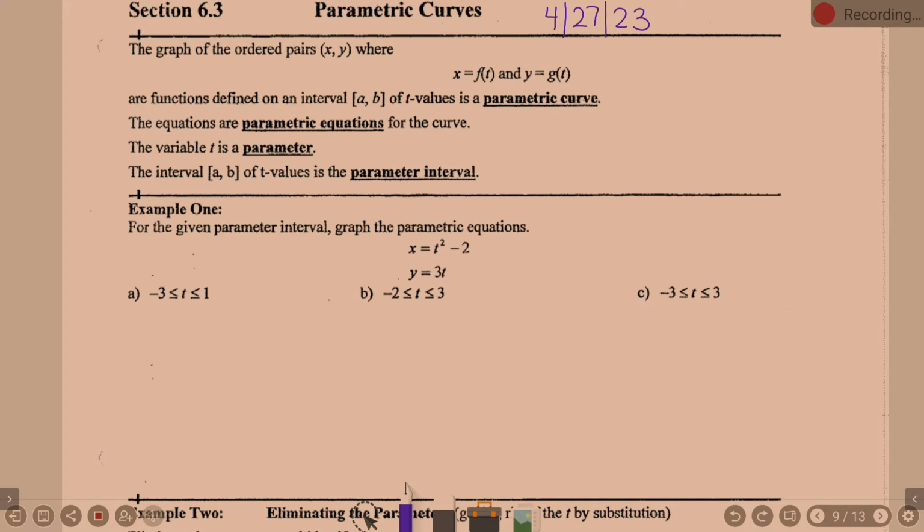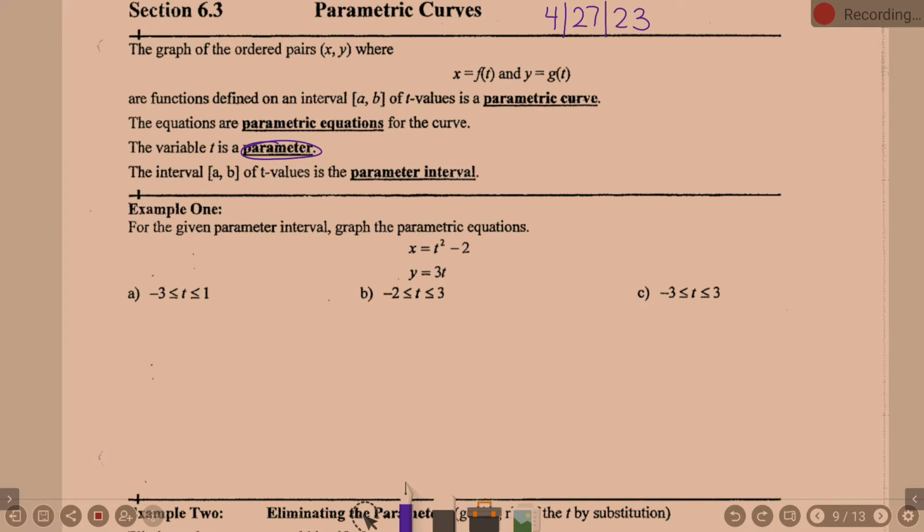And these f of t and g of t, they are functions defined on an interval, a through b, of t values, and it's called a parametric curve because we're using that parameter. The equations are known as parametric equations, and the variable t is a parameter. Okay, that's the whole idea behind parametric equations. And then the interval a to b of t values is the parameter interval. But keyword, you keep hearing me say, right? Parameter. So these are two separate equations that come together to make one equation, essentially. Okay?